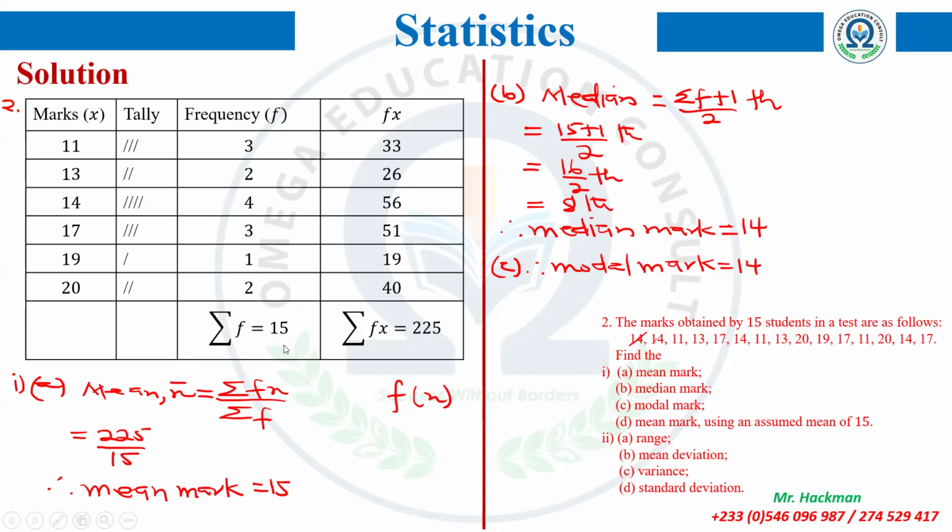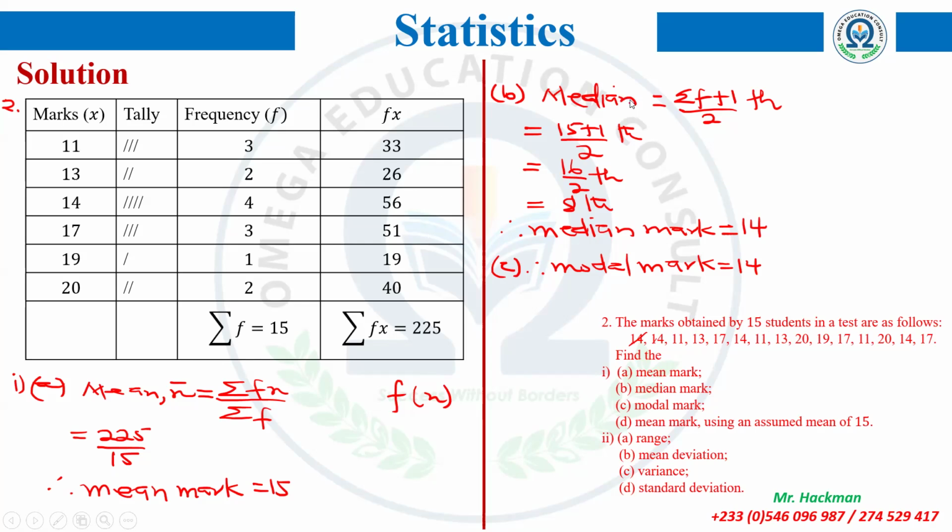So take note and out of this experience, next time, make sure it doesn't happen to you. So now what do we do? We go and find the sum. We need it, find the sum, we come and substitute. So the mean mark will be what? 15. Okay, then you come to the median.